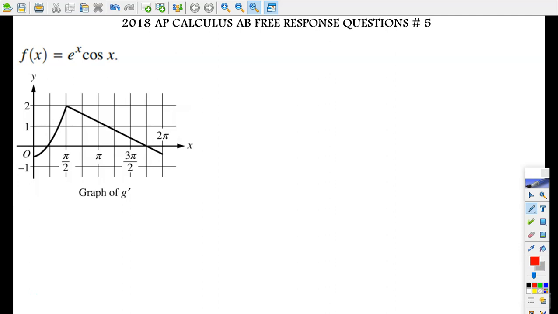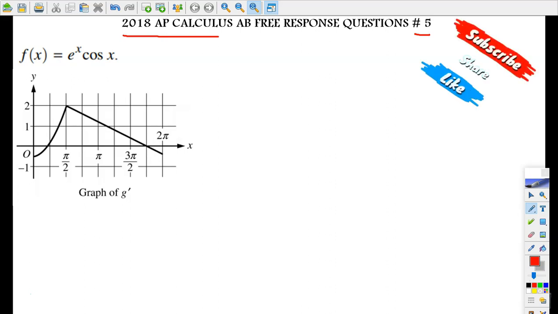In this video, we're going to be talking about question 5 from the 2018 calculus free response problems. For this problem, we're given two important pieces of information. The first one is the function f of x, defined to be the product of e to the power of x and cosine x. We're also given the graph of g prime x.